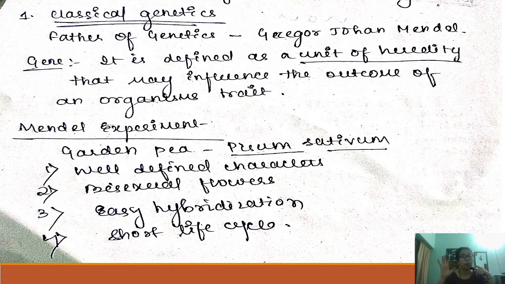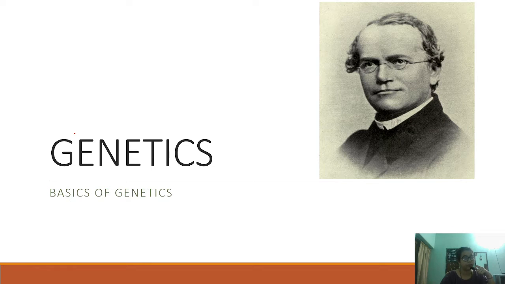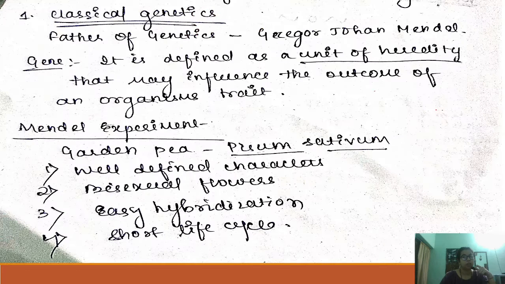Before that, who is the father of genetics? Who is the great man who discovered this? Obviously, he is the great man, as you can see in this photo. This is Gregor Johann Mendel. From his name, the term genetics is given, and from his name the laws are made: Mendel's laws, the Mendelian laws.